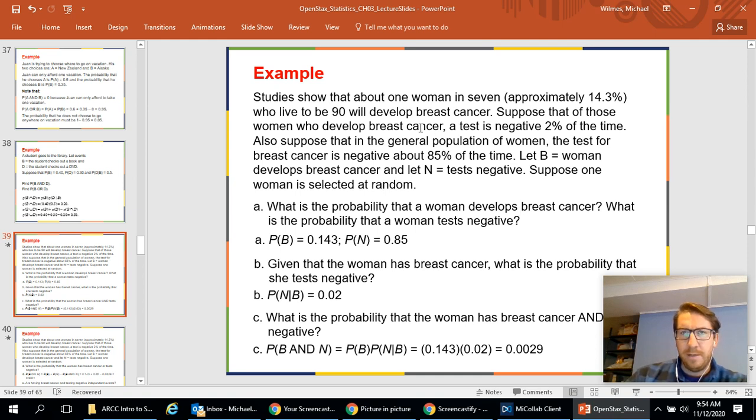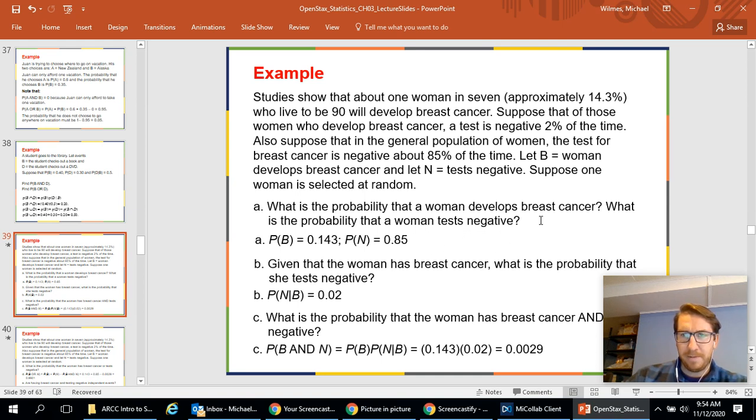Studies show that about one woman in seven, 14.3%, who lived to be 90 developed breast cancer. Suppose that those women who developed breast cancer have a false negative test 2% of the time. Also suppose that in the general population of women, the test for breast cancer is negative 85% of the time. So we'll let B be a woman developing breast cancer and N be a negative test. Suppose one woman is selected at random, and then we'll answer all these questions.